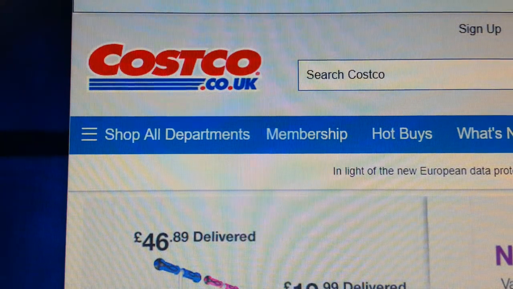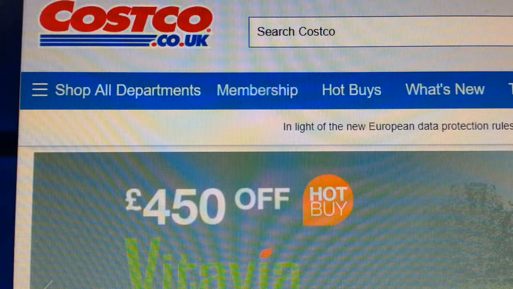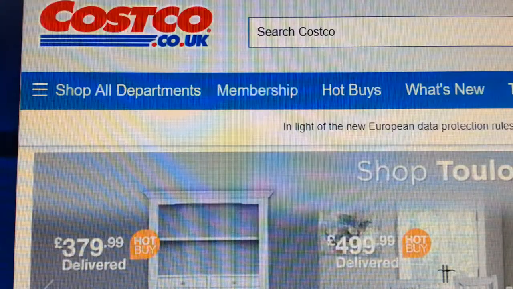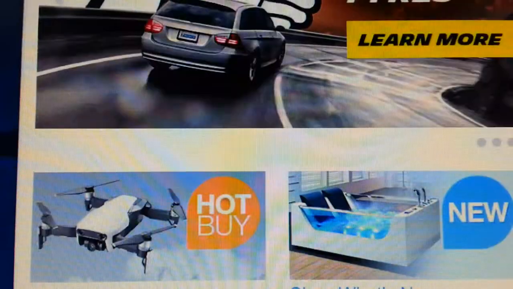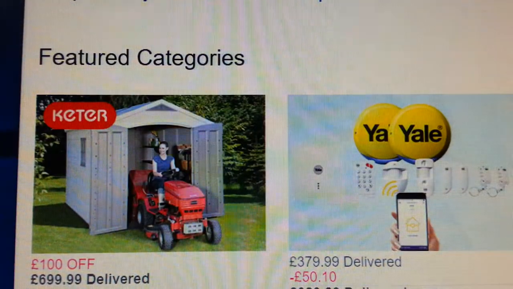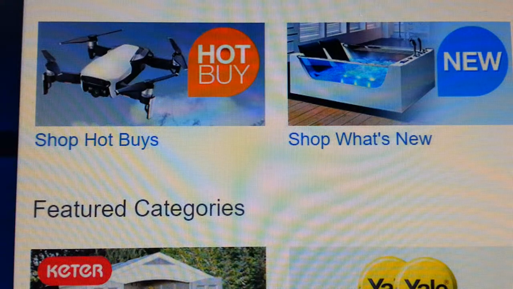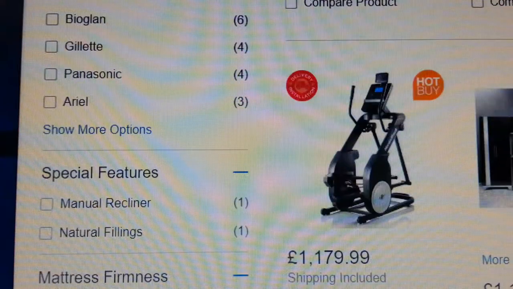So, very big player in America. Costco, very, very large company. Now here in their front main page, home page, they're telling us all the products. Look, now here they give you hot buys. Look, if we press hot buys, all these products they're selling it.